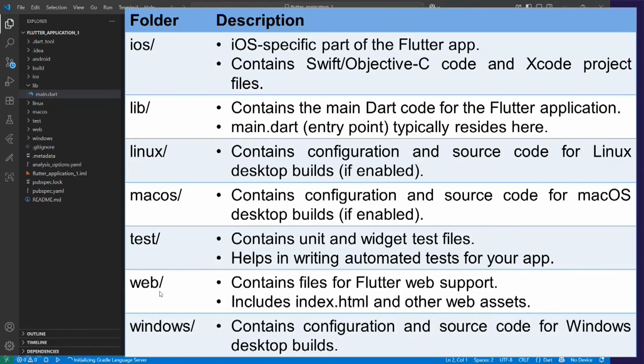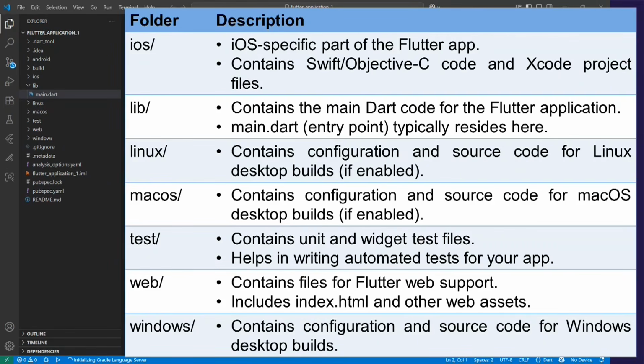The next folder is ios. The ios folder stores the iOS specific part of the Flutter app, which contains Swift or Objective-C code and Xcode project files. The next folder is the lib folder, which is very important. It contains the main.dart code for the Flutter application. It contains one default file called main.dart, which is the entry point for our application and it resides in the lib folder. The next folder is linux, which contains configuration and source code for Linux desktop builds if it is enabled.